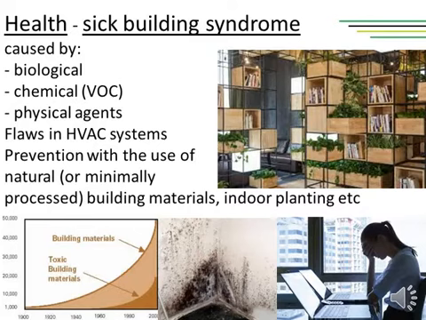All this can be prevented with the use of natural and minimally processed building materials, or with increased ventilation rates, proper and frequent maintenance of heating, ventilation, air conditioning systems, then replacement of water or mold stained ceiling tiles and carpeting, and of course with indoor planting of toxin absorbing plants, as in this picture above.